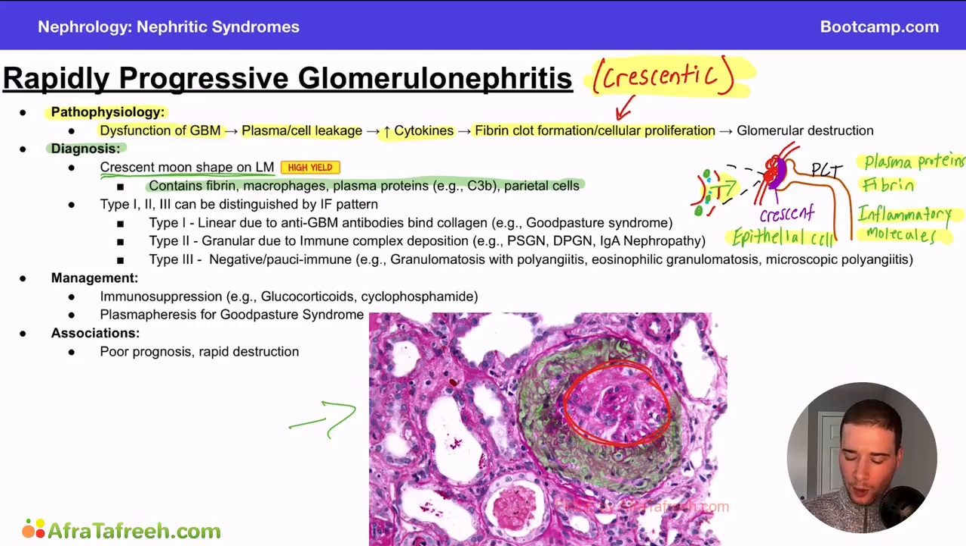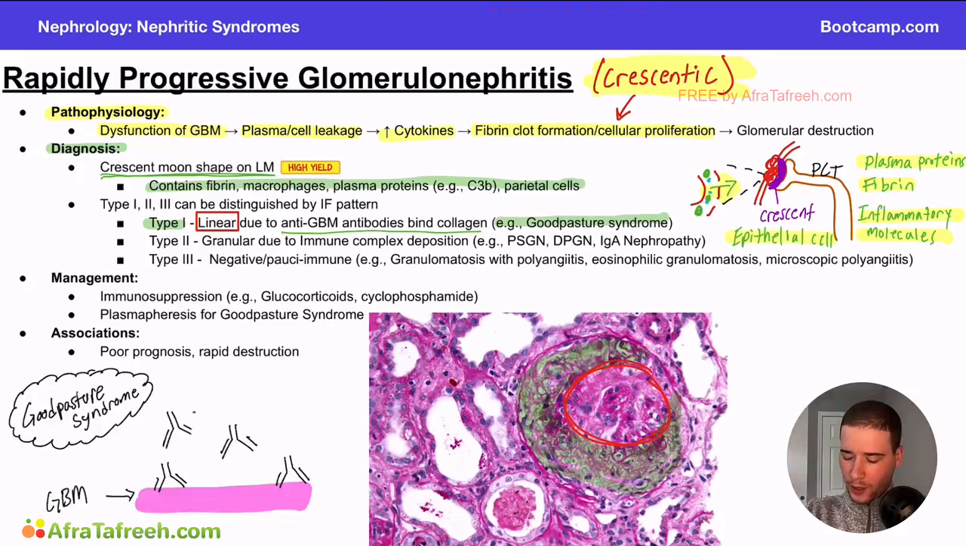So if we look at type 1, I want you to really focus on the word linear. And this linear presentation is due to anti-glomerular basement membrane antibodies that bind collagen. And the classic pathology here is Goodpasture syndrome. So recall, in Goodpasture syndrome, the most commonly affected organs include the lungs and the kidneys. But how this happens is that we have autoantibodies, and these antibodies will bind to the glomerular basement membrane in a linear fashion, ultimately activating the complement system.